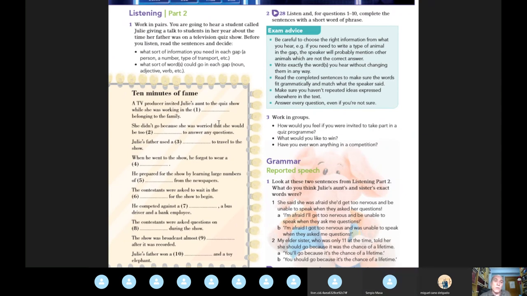I'm going to give you a minute for you to read the text in case you need to use the dictionaries, and then we'll start the listening.